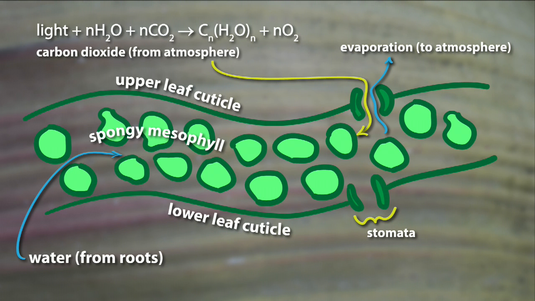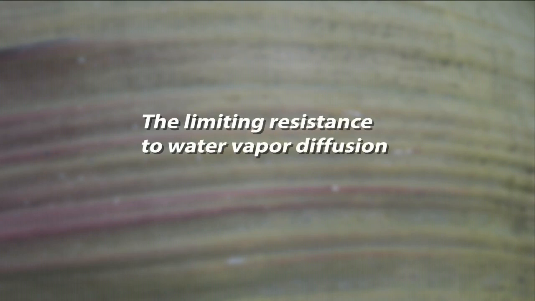This seems paradoxical. Both carbon dioxide and water vapor are gases. How does sinking the stomatum into a pit limit the diffusion of one and not the other? The answer turns on the concept of the so-called limiting resistance.